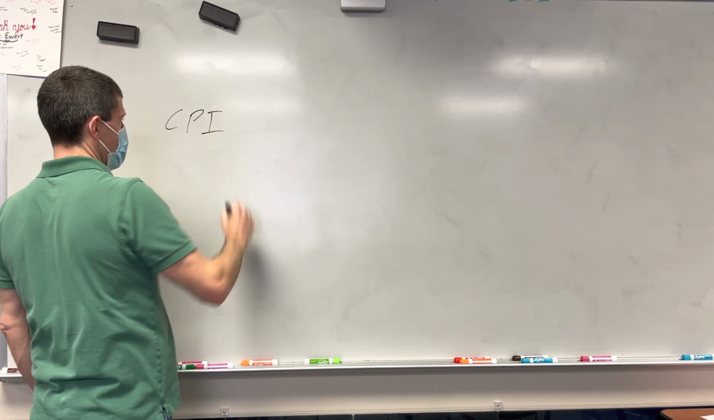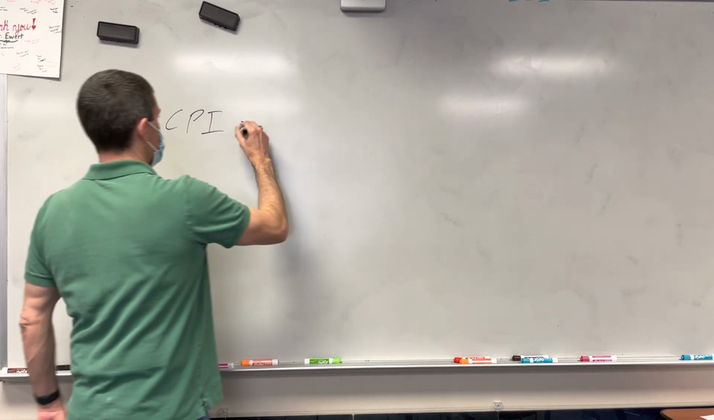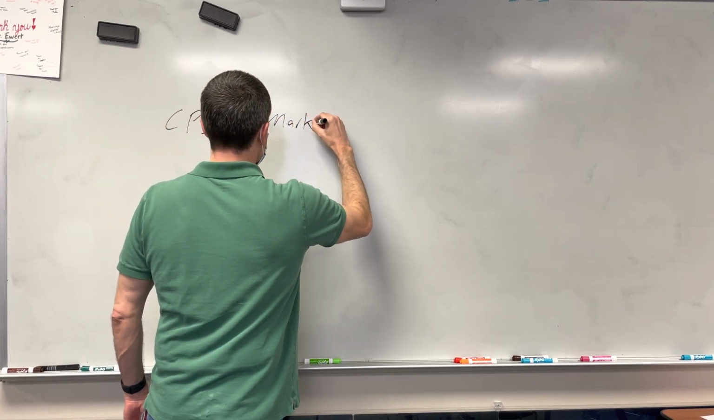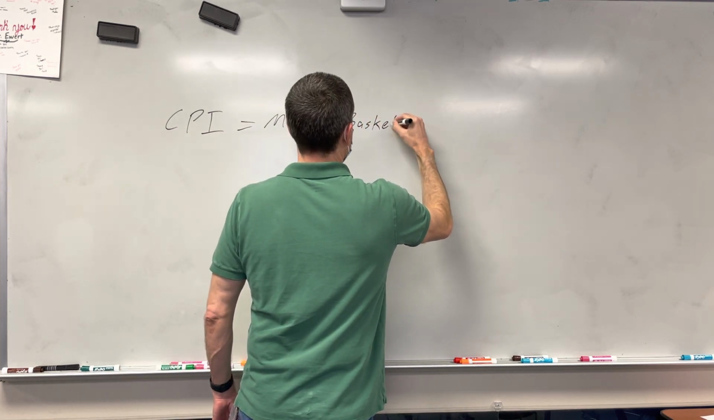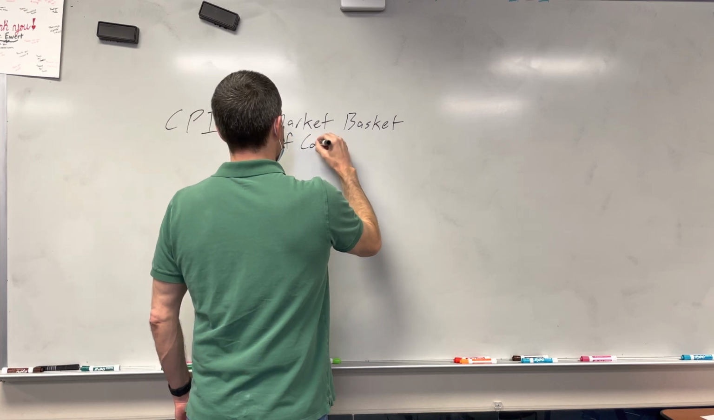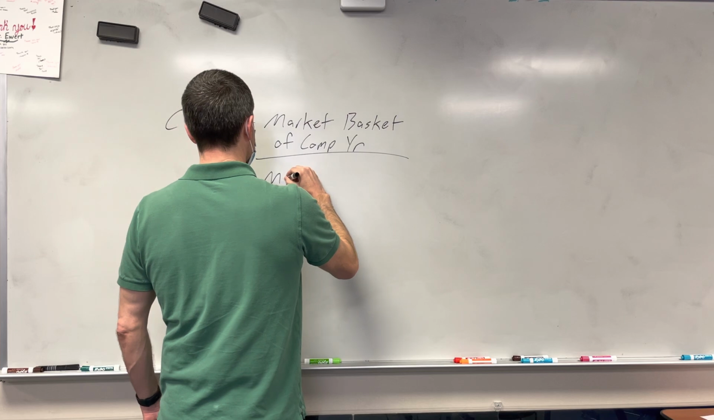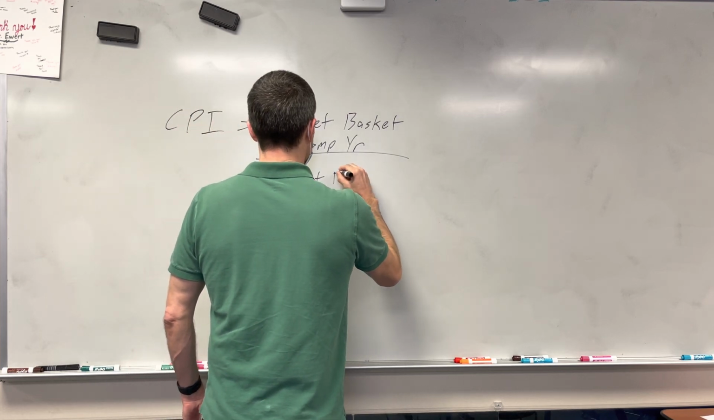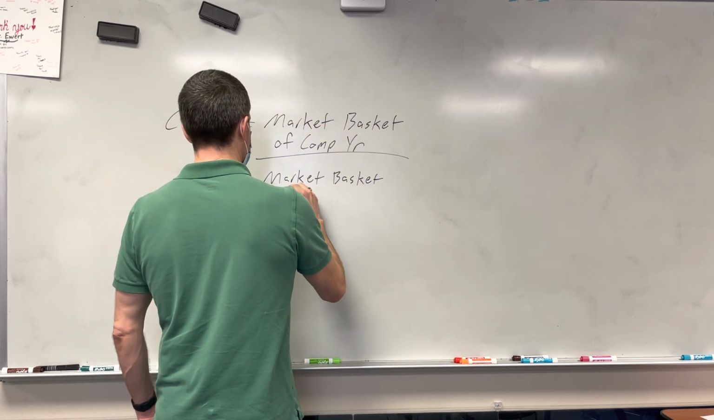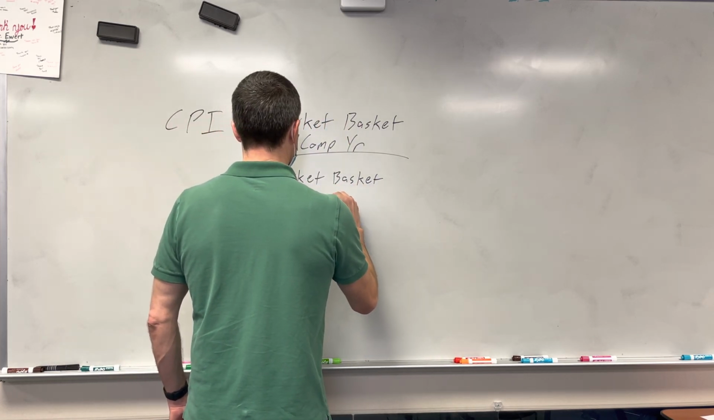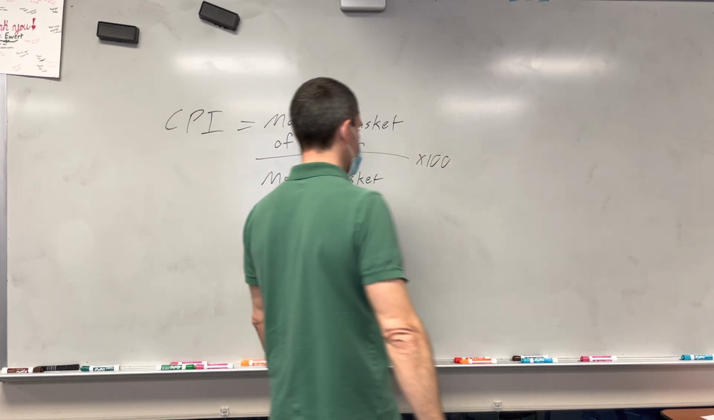So, CPI, or any price index, right? I'm talking about CPI here, but this is gonna be the case for any price index, is equal to the market basket of the comparison year divided by the market basket in the base year times 100.